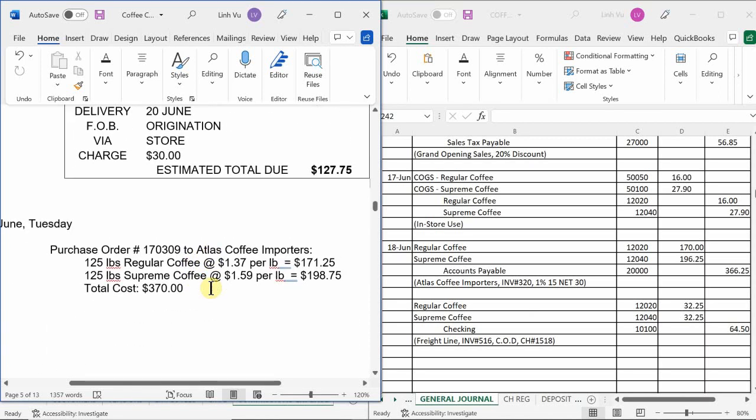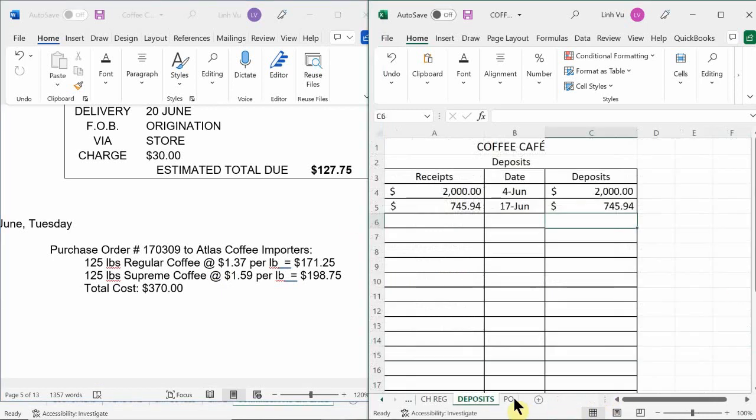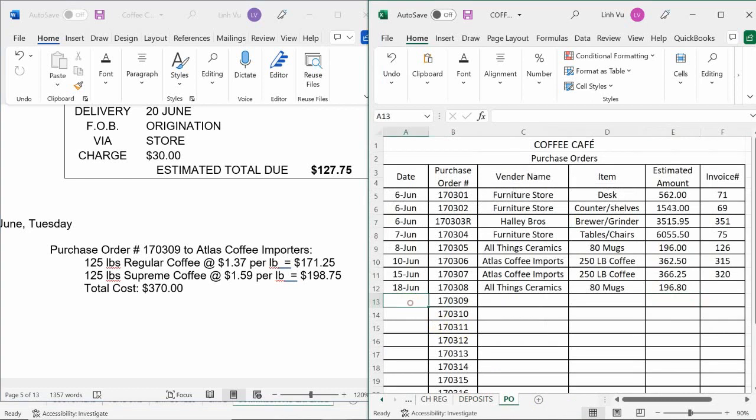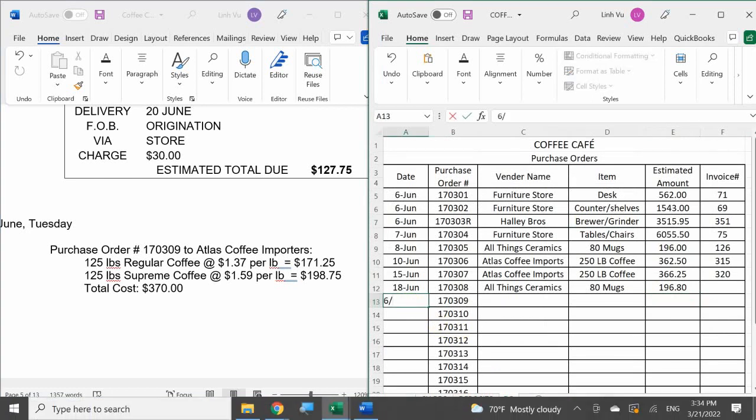All right, we're also going to do another purchase order to Atlas Coffee Importers, right? We're going to order another 250 pounds of coffee for $370. Okay, straightforward. Pop this into your purchase order. So it's the 18th, to Atlas Coffee Importers for 250 pounds of coffee for $370.